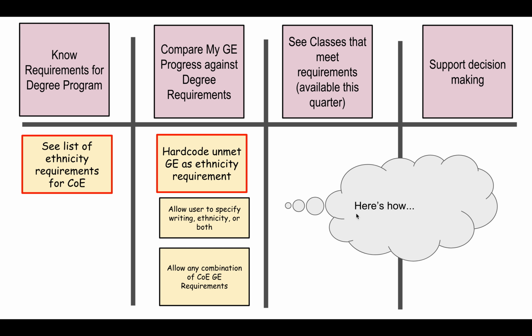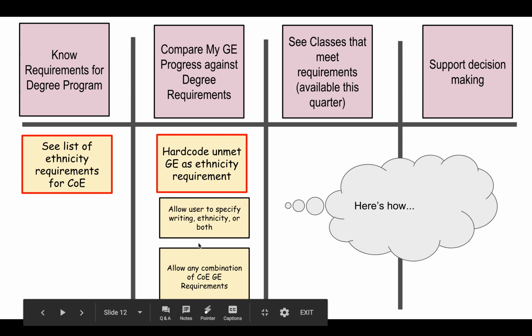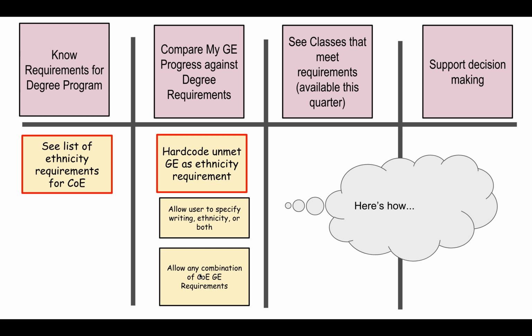And then at a later stage, we can allow the user to specify just one more category, writing, ethnicity, or maybe they need both. Yep. And then we can help them find the courses that are the twofers, that are both writing courses and ethnicity courses. But eventually we'll allow any combination of GE requirements, and we'll get there a little bit at a time.